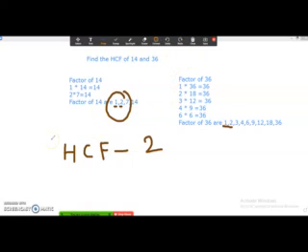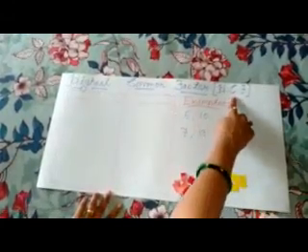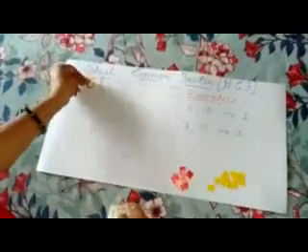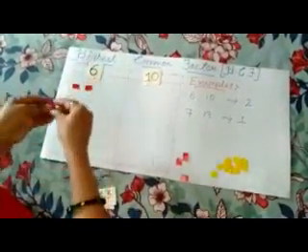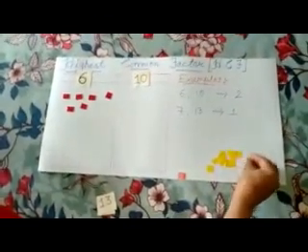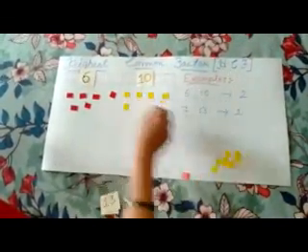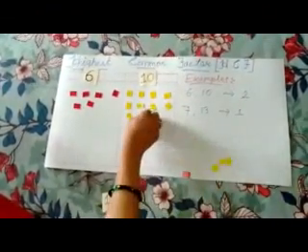Now we will find out the HCF of different sums by doing an activity. Here is an activity for highest common factor, that is HCF. Today we will find HCF in a playing way. The first example is 6 and 10. So I will put 6 and 10. Now I will take 6 bits of red color, that is 1, 2, 3, 4, 5, 6. Now I will take 10 bits of yellow color, 1, 2, 3, 4, 5, 6, 7, 8, 9, 10.